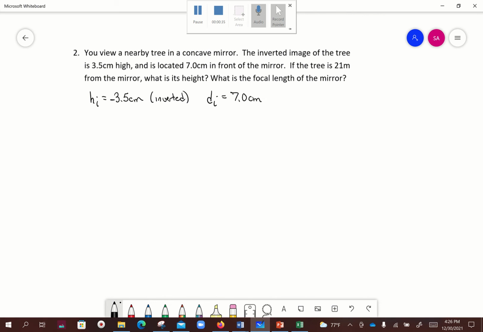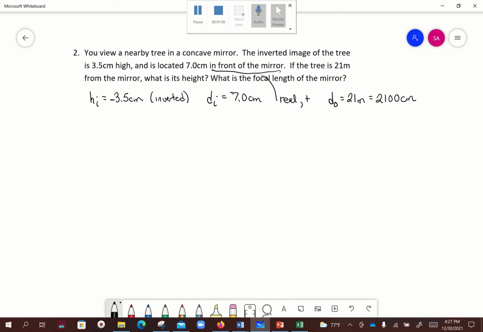And in this case, the image is in front of the mirror. So in front means it's real, and so it's going to be a positive DI. All right, if the tree is 21 meters from the mirror, so the tree is the object you're looking at, that's DO is 21 meters. I need to convert that to centimeters. Why did I convert this one to centimeters? Because I already had two numbers in centimeters, so it's easier just to convert one of them. So it's 2100 centimeters.